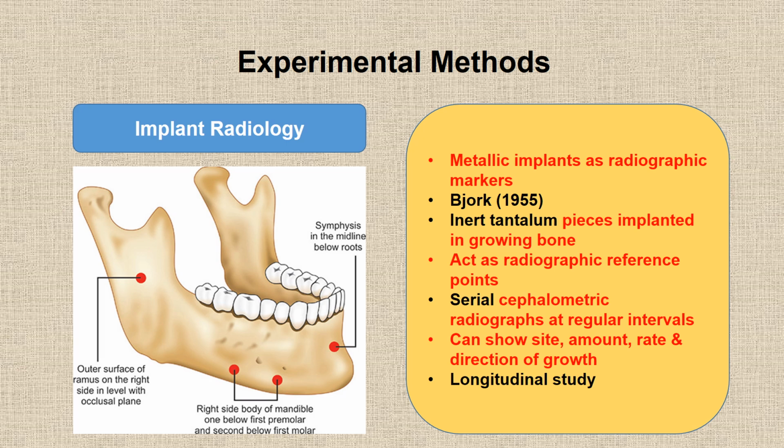Next is implant radiology. Implant radiology was introduced by Bjork in 1955. He inserted inert metallic tantalum pieces into a growing bone, and these metallic pieces become osteointegrated, and they act as radiographic reference points. Serial radiographs are taken at regular intervals, and through these serial radiographs, we can analyze the site, rate, amount, and direction of growth. And this technique allows longitudinal study of growth.